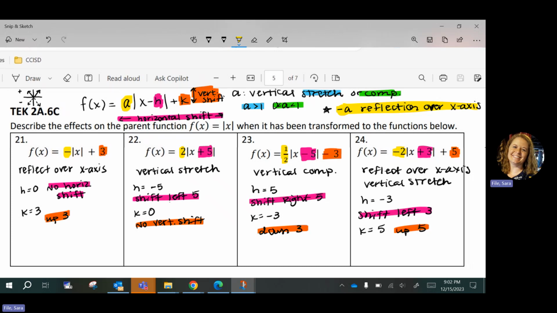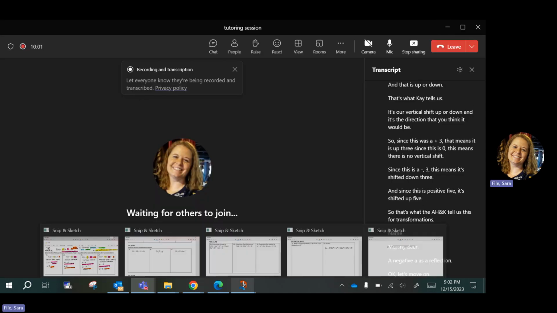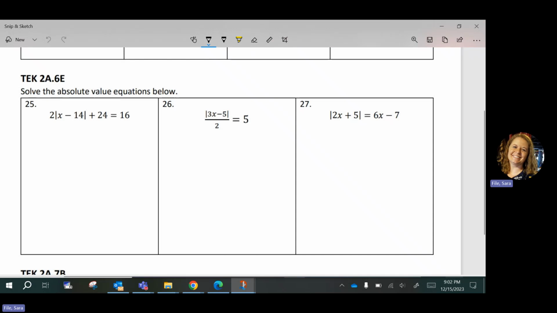Okay, let's move on to 25. So now these are asking us to solve the absolute value equations. So what you have to recall is to solve an absolute value equation, the very first step is to isolate the absolute value. Okay, the piece in the absolute value bars, get that by itself.